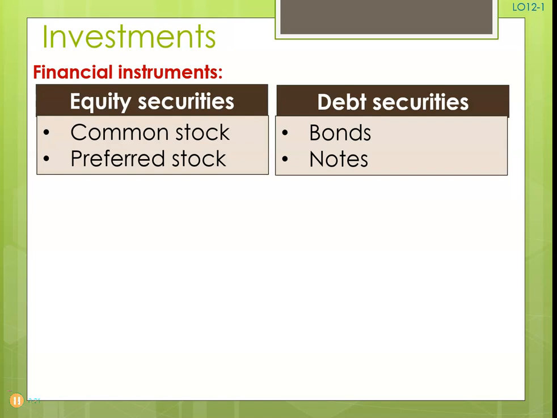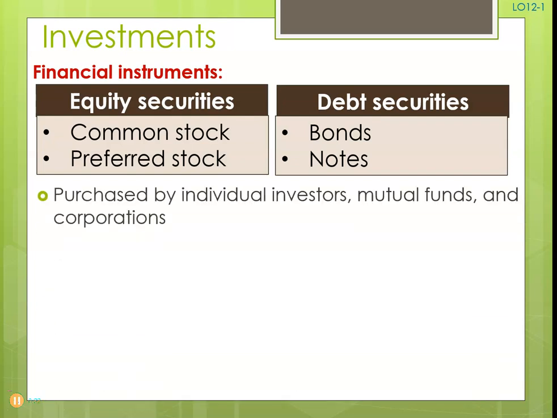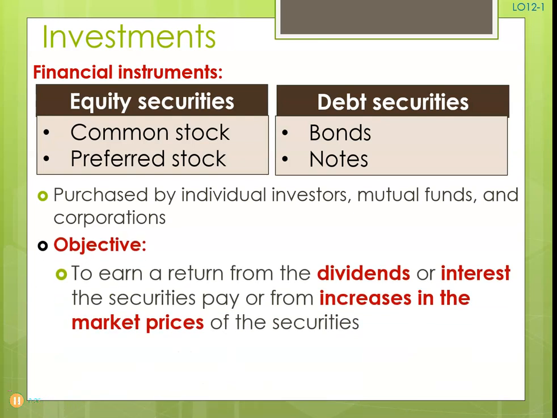Now, normally we can invest in two ways. We can either buy another company's stock or we can buy debt securities, such as bonds or notes. Purchased by individuals, our concern is corporations, and the objective is to earn a return from dividends or interest the securities pay or from increases in the market value of the securities.